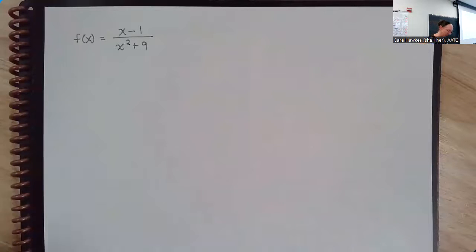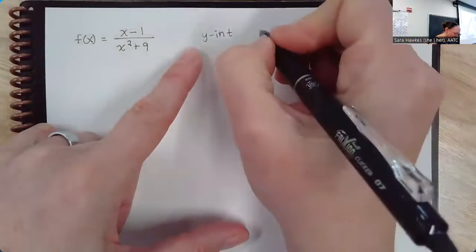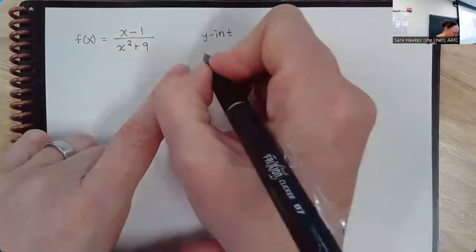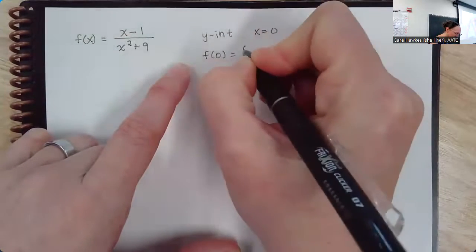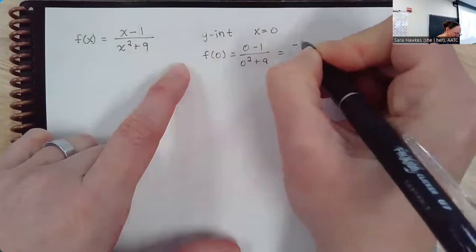But easy stuff first, x and y intercepts. Y-intercepts always happen the same way. We're plugging in 0 for x. So f of 0 looks like 0 minus 1 over 0 squared plus 9, and I get -1/9.